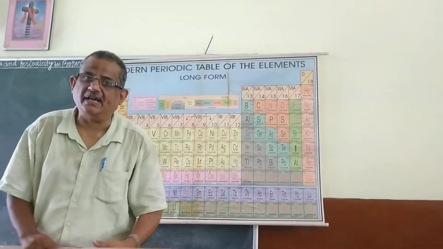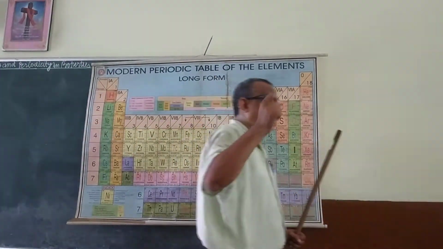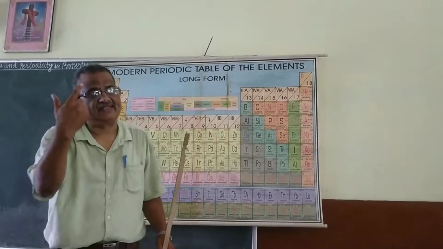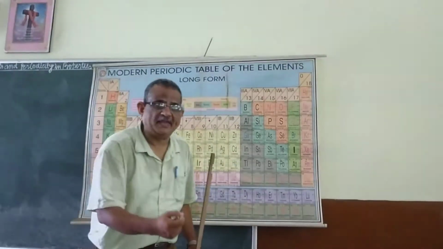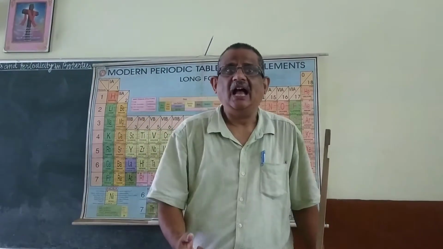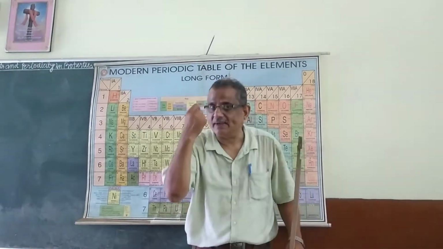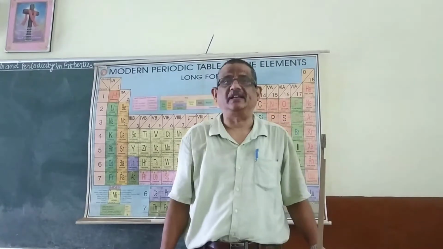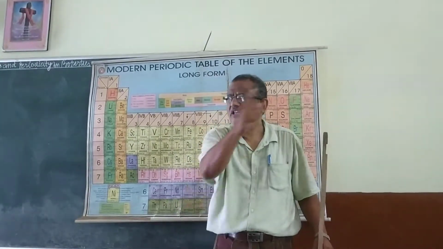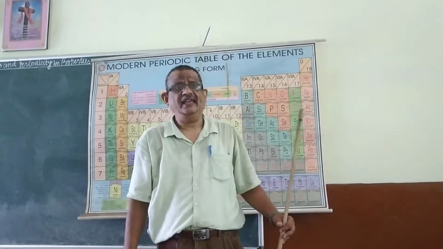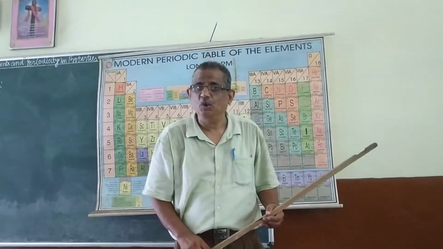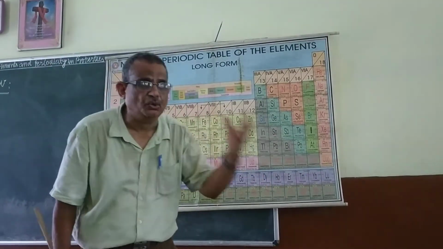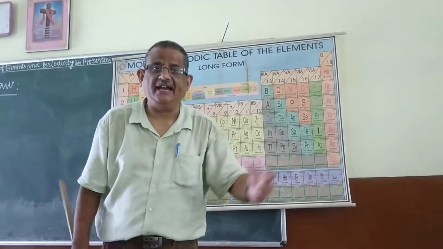Now let us come to the nomenclature part. Whenever there is a discovery of a new element, it has to be given some name, and it is the IUPAC which decides how to assign a name to the new element. This is called nomenclature. All the new elements which are discovered are assigned the name by IUPAC. What is IUPAC? IUPAC is the International Union of Pure and Applied Chemistry.